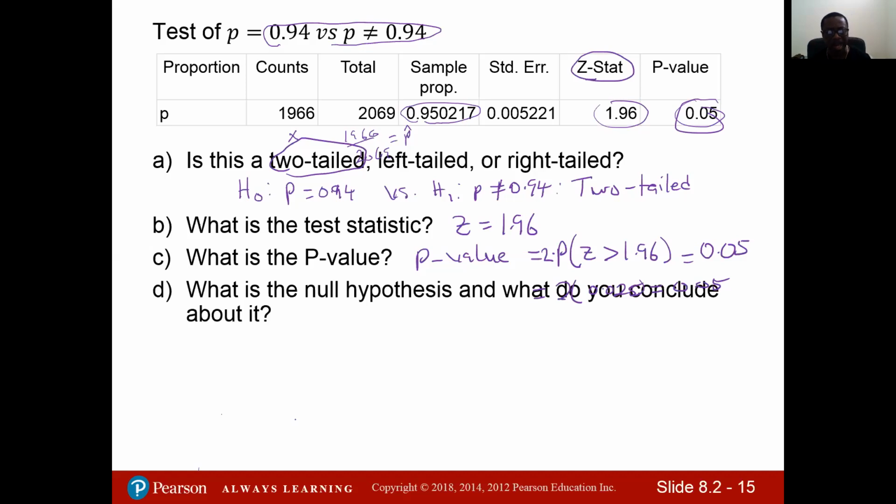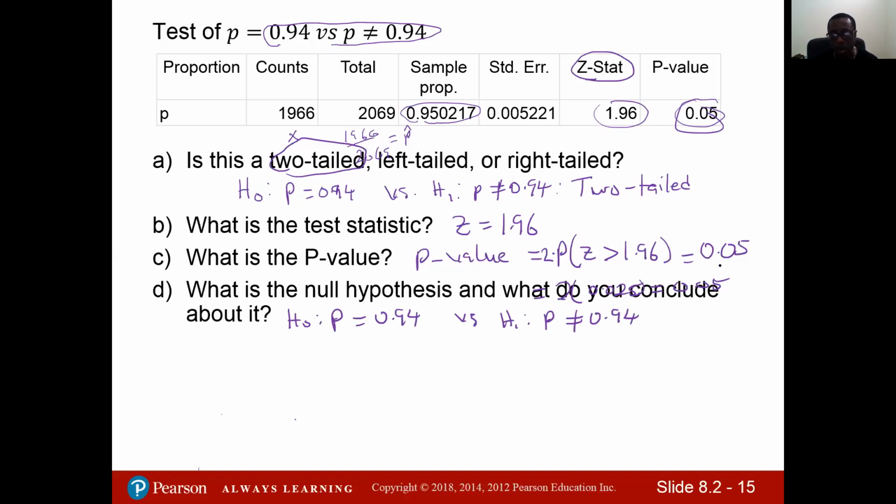So what is the null hypothesis? As we stated before, the null hypothesis H0 is that p is equal to 0.94, and then the alternative H1 or HA is that p is not equal to 0.94. So what do you conclude?